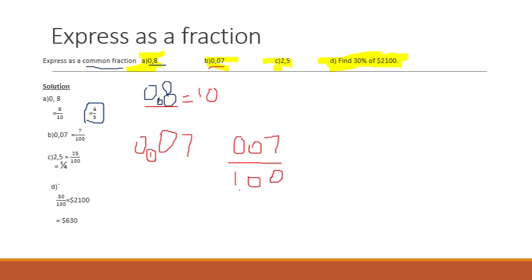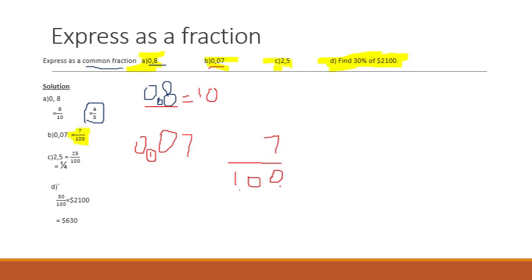Do we have to reduce it any further? If you can find a number that can go into 7 and into 100 without leaving a remainder, you can reduce it. But 7 and 100 don't have common factors. So we are going to leave it like that. We don't write 007. We will simply write it as 7 over 100. As shown, our answer here is 7 over 100.